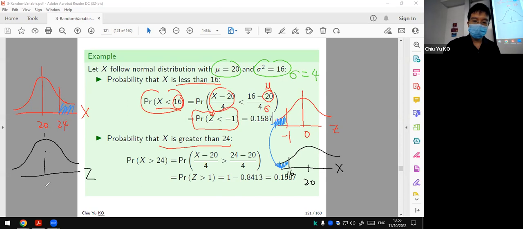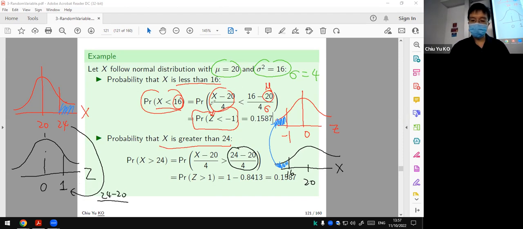Still a bell curve. This is 0. And what's this guy? It's actually 1. Because 24 compared to 20 is 1 SD, right? So that's how you do it. You subtract the mean and divide by SD. To get this 24, it's 24 minus 20 over 4. And the blue area is the same area.